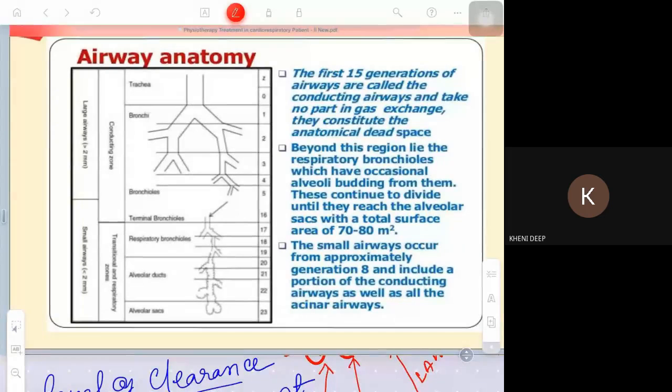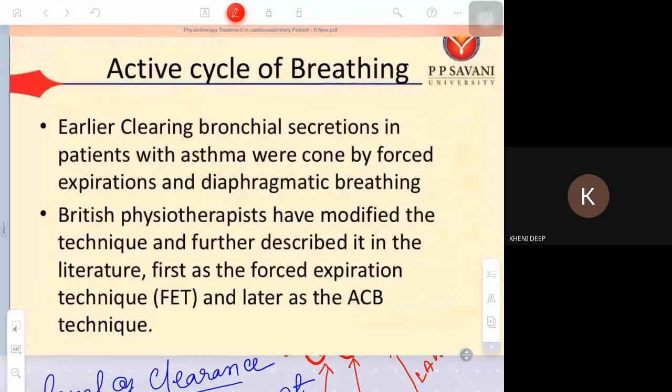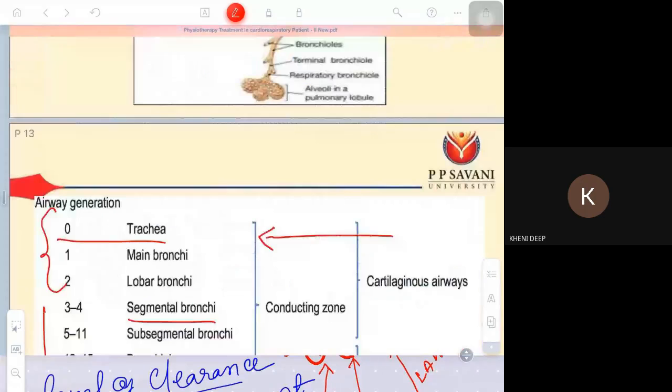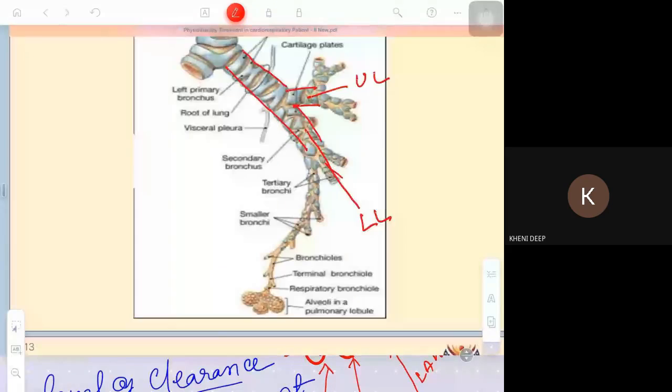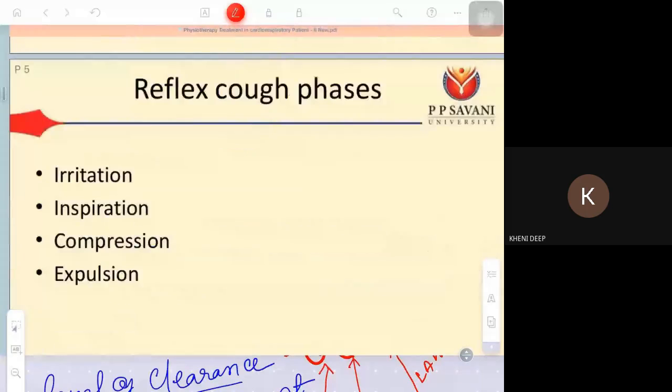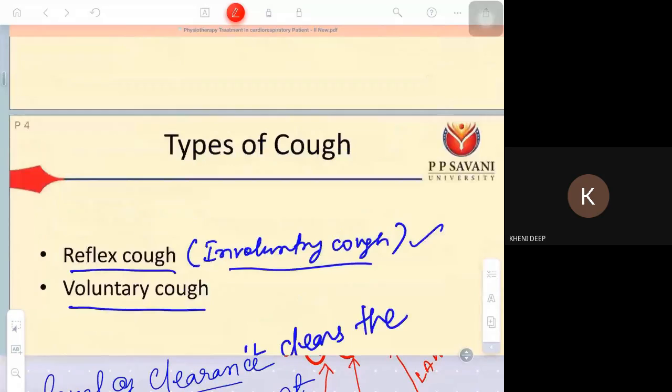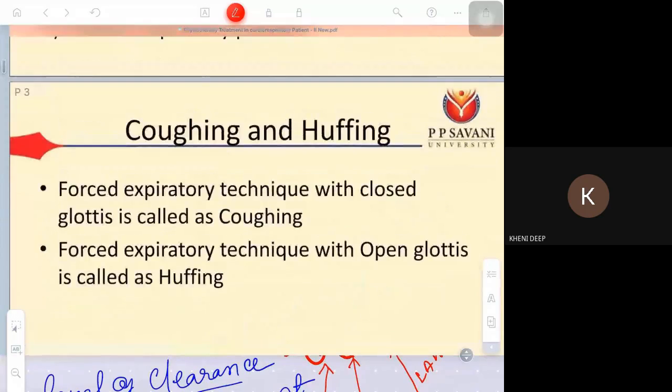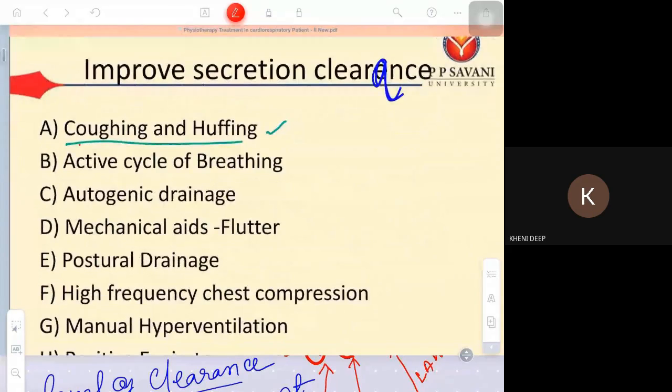You go through this slide. I have already shared with you. So this is about the coughing technique. Clear? Coughing and huffing.